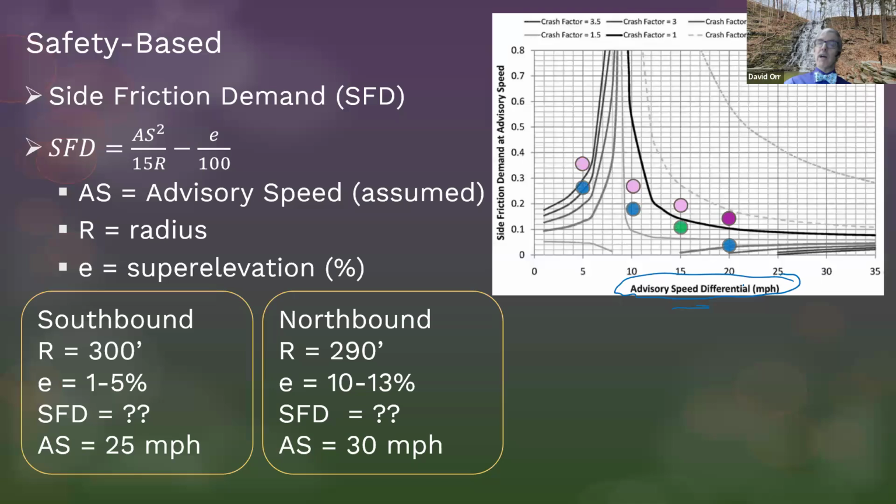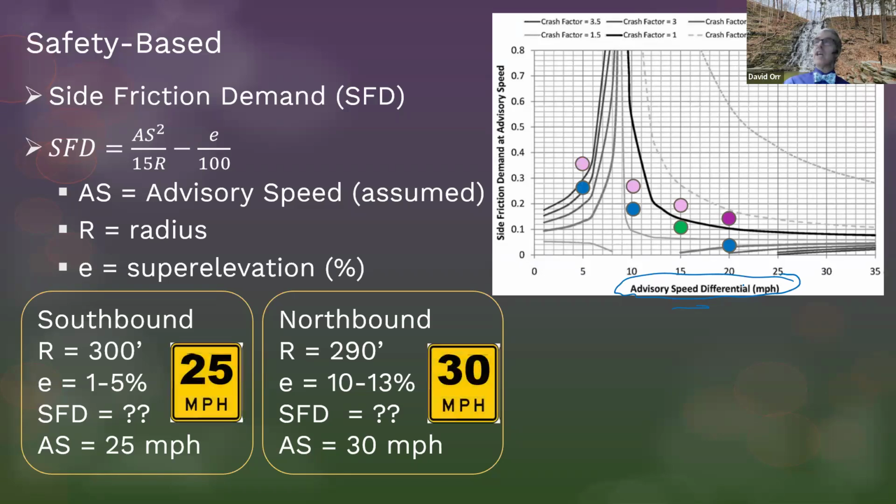Northbound, you would plot those points. You pick the lowest crash factor. That's now the green dot. That's a 15 mile an hour differential. And together you get, hey, you get similar numbers, 25 and 30 miles per hour. Same answers, once you round them down.